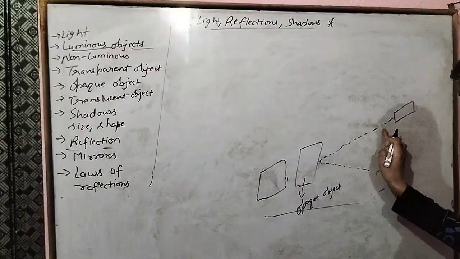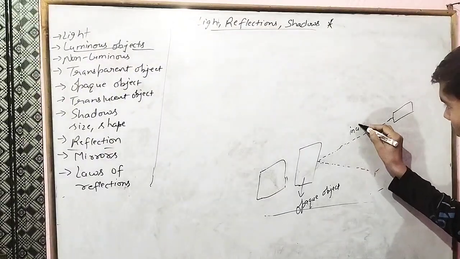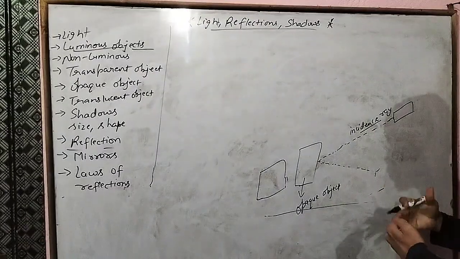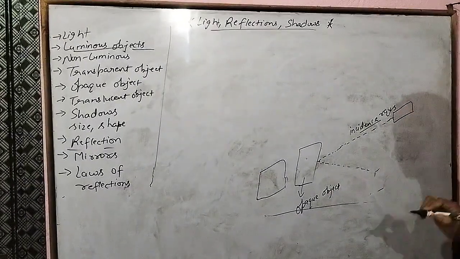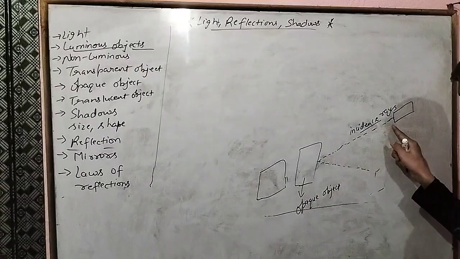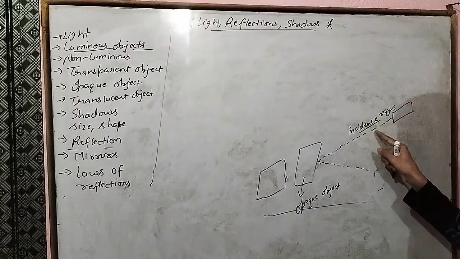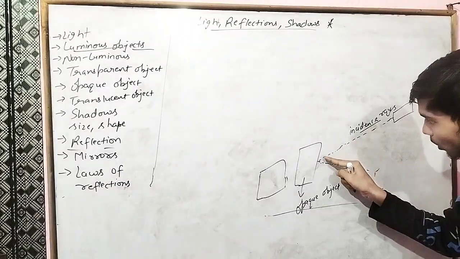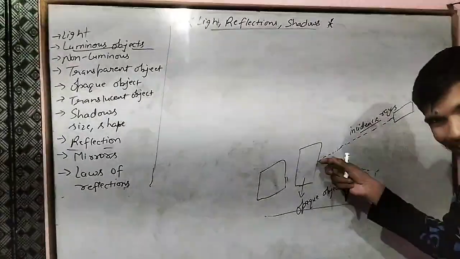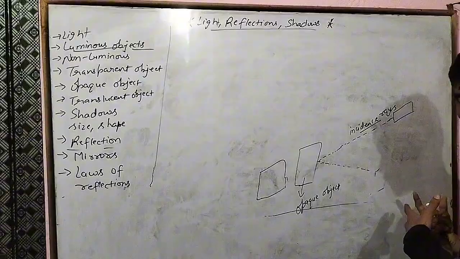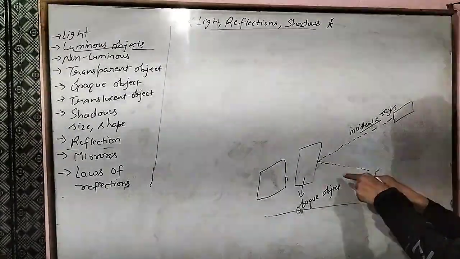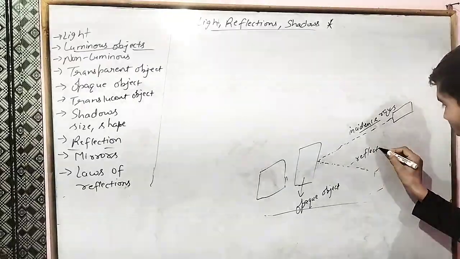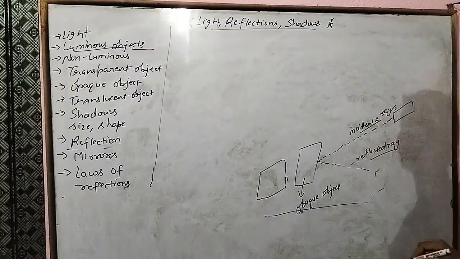So here we are looking at light falling. This is incidence ray. This is a ray, but if it is a beam, then we can say rays. These are incidence rays because this light is coming from the source light. That's why it is said incidence. But this light will hit an object and it will turn into another direction. This changed light will be known as reflected ray. Clear?